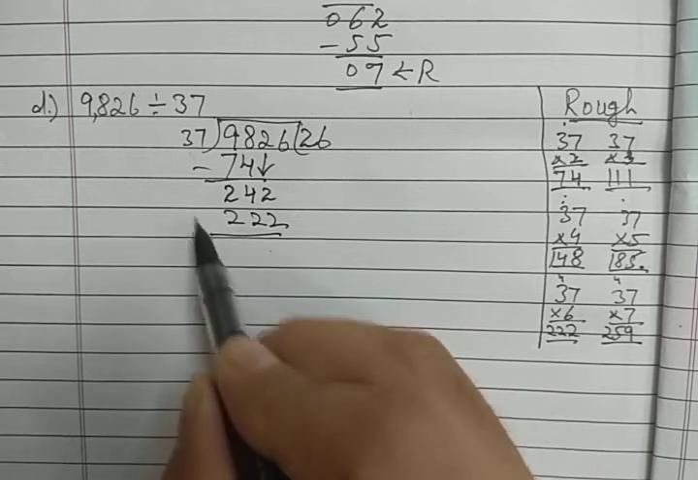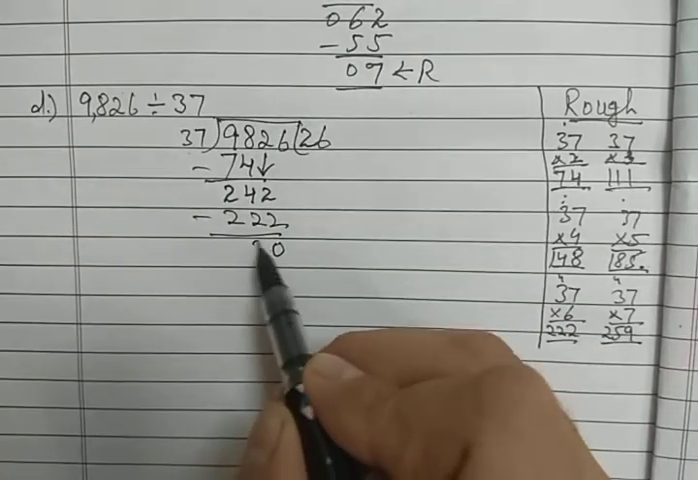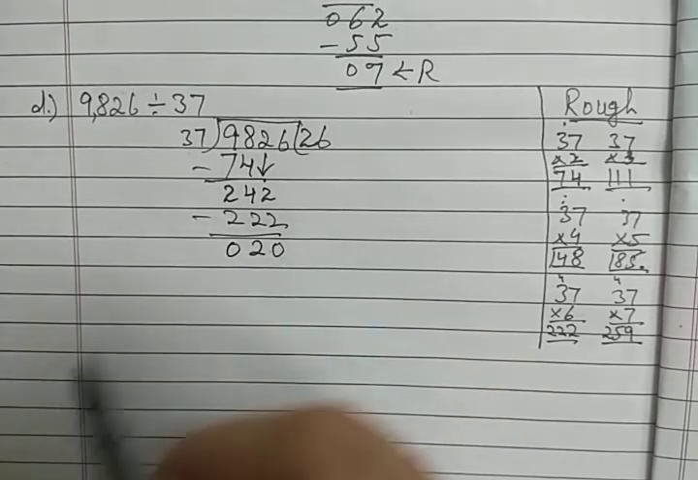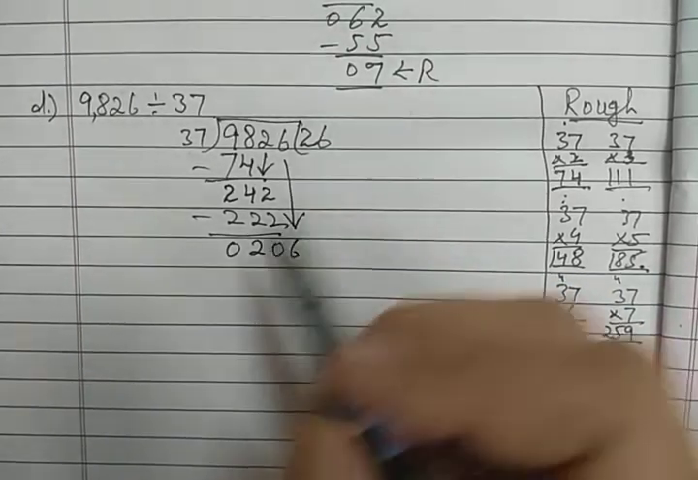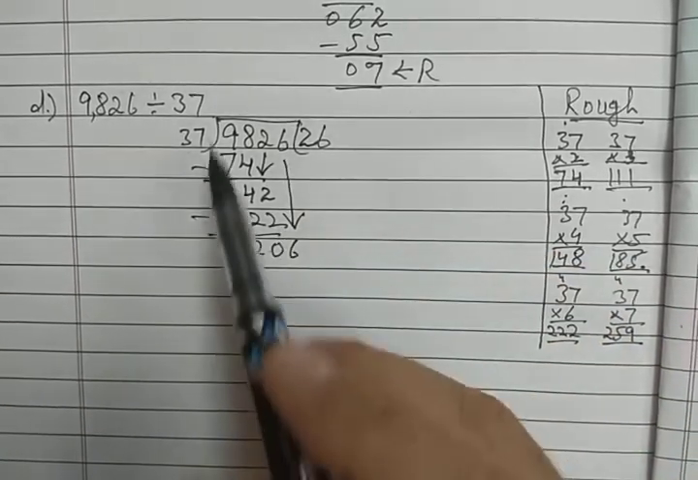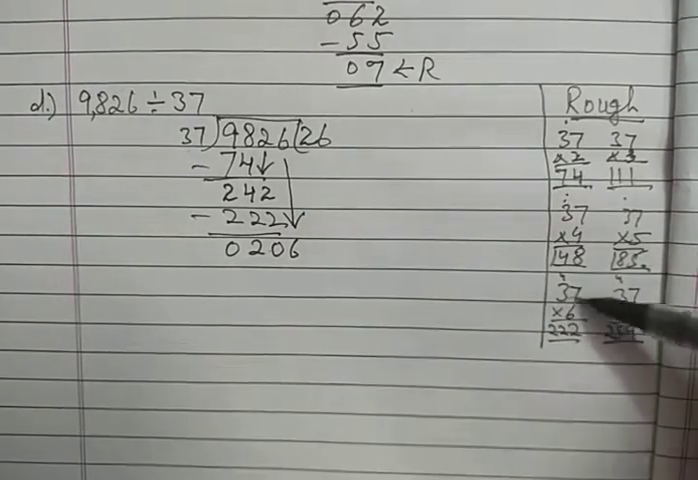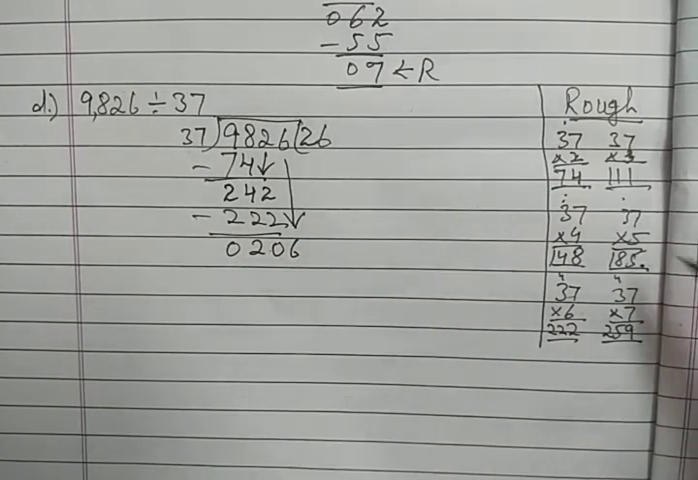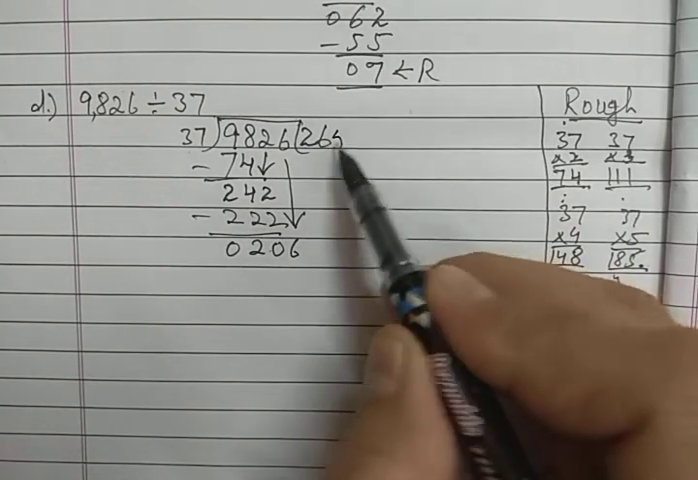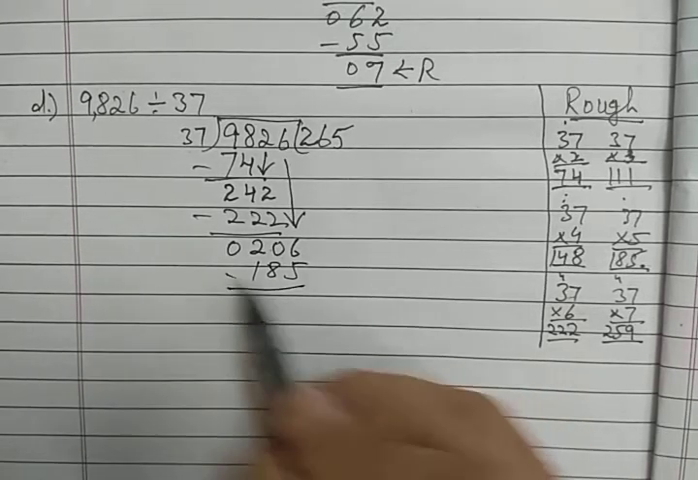Subtract it. 2 minus 2 is 0. 4 minus 2 is 2. And again 2 minus 2 is 0. What will come down is 6. Now we have to recite the table of 37 till 206. Now you can see here 37 sixes are 222, which is greater than 206. So we will take 37 fives are 185. Now again subtract it.